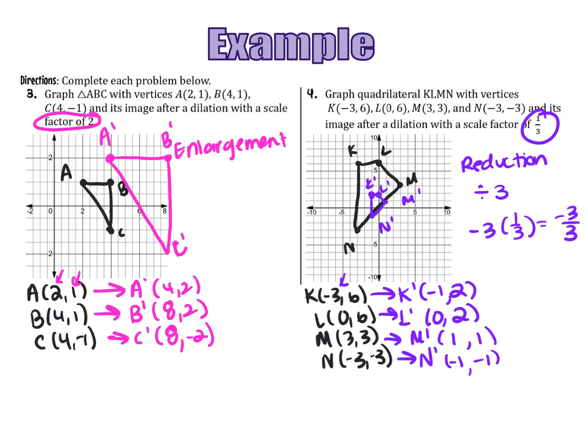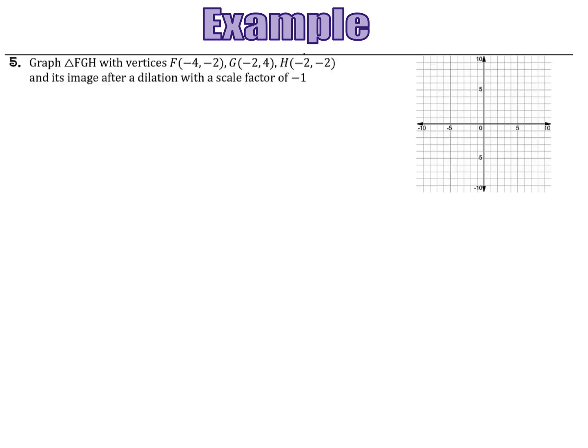So we've seen an example of both types of dilations now, an enlargement and a reduction, and we've identified scale factor. The only thing we haven't really talked about in this video is what happens if we actually have a scale factor that is a negative number. So let's look at one last example and then we'll wrap up these notes. Okay, so first thing, let's go ahead and graph the coordinates for FGH.